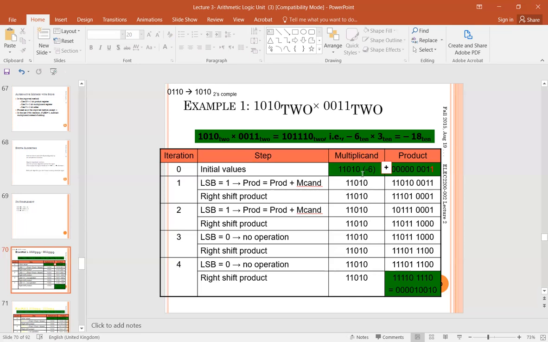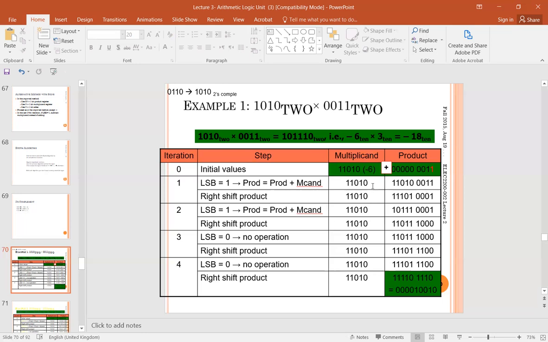So this is 0, 0, 0 times, or add plus 1, 1, 0, 1, 0. This is because this 1 is negative and it's in 2's complement, so I'm actually subtracting minus 6. But it's adding plus minus 6. So that's what we are doing here. Now, once I am done, I do the right shift product as usual. So I take this product, all of it, and I shift it to the right.